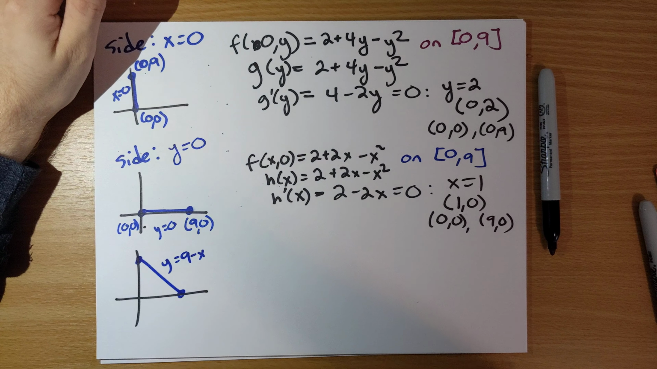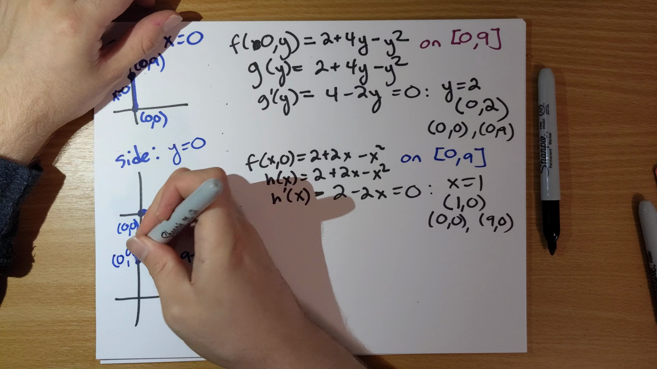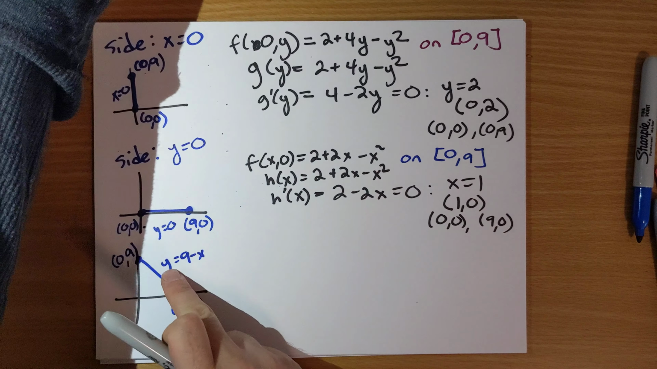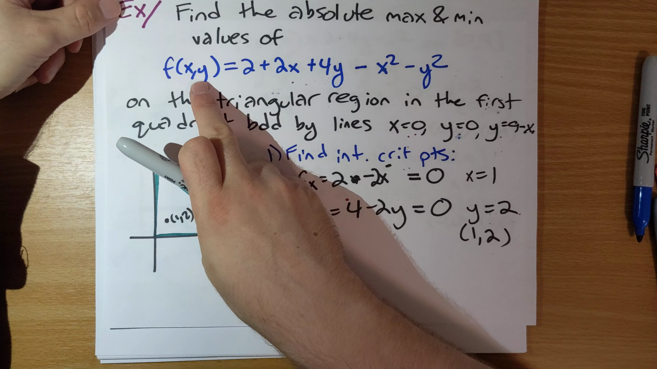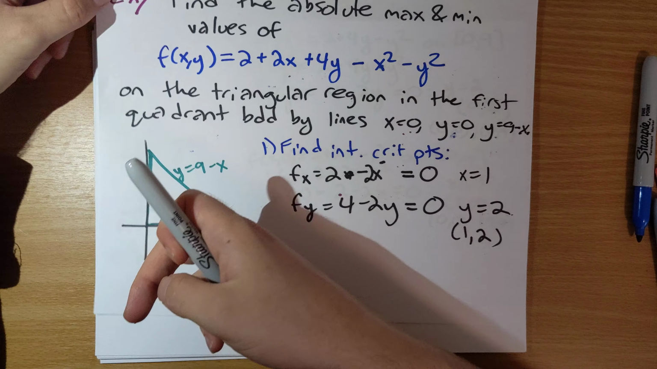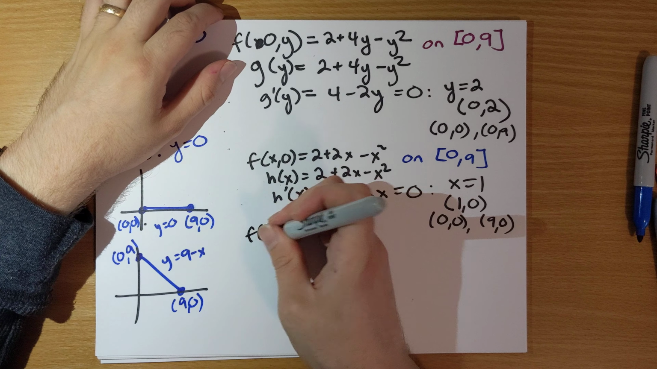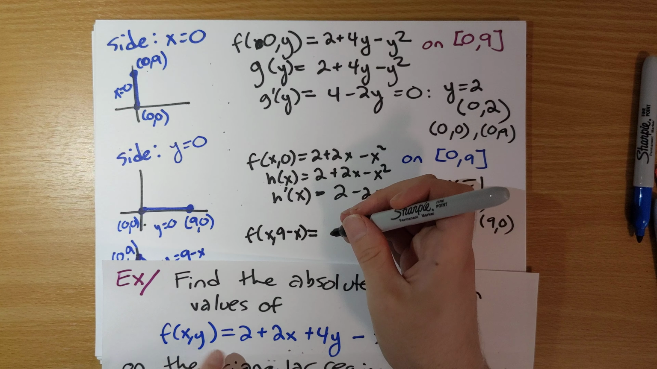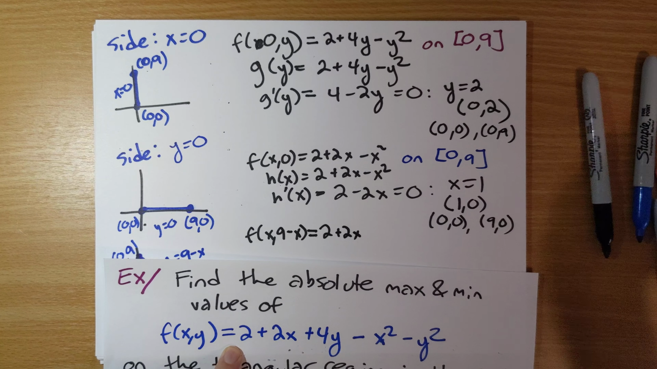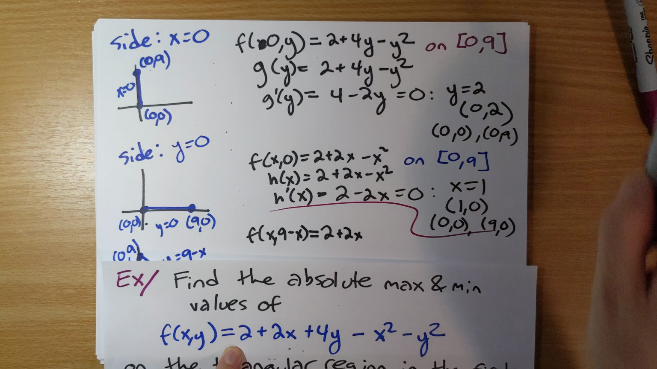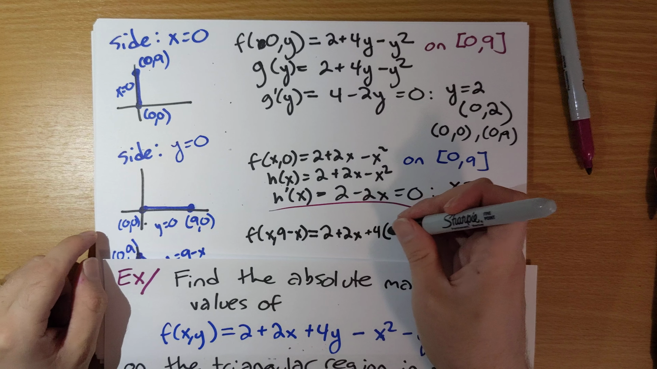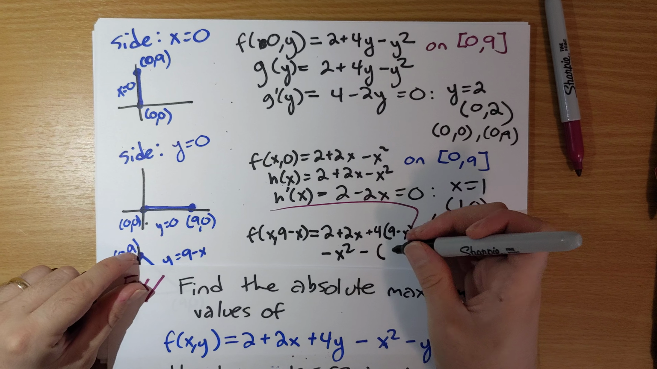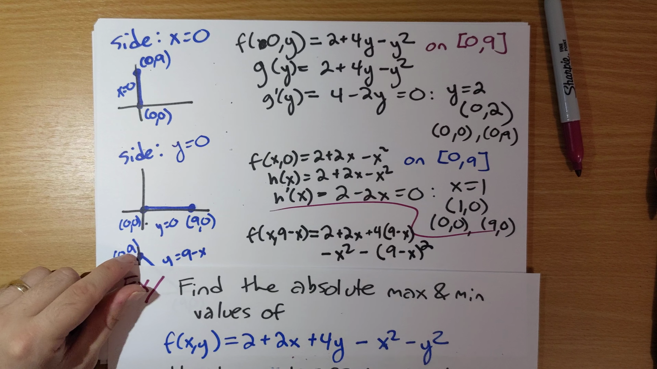So that's going to run from 0, 9 down to 9, 0. So what we're going to do, y is equal to 9 minus x, we're going to replace y here with 9 minus x. F of x comma 9 minus x is equal to 2 plus 2x plus 4 times 9 minus x, squared minus y squared becomes 9 minus x quantity squared.